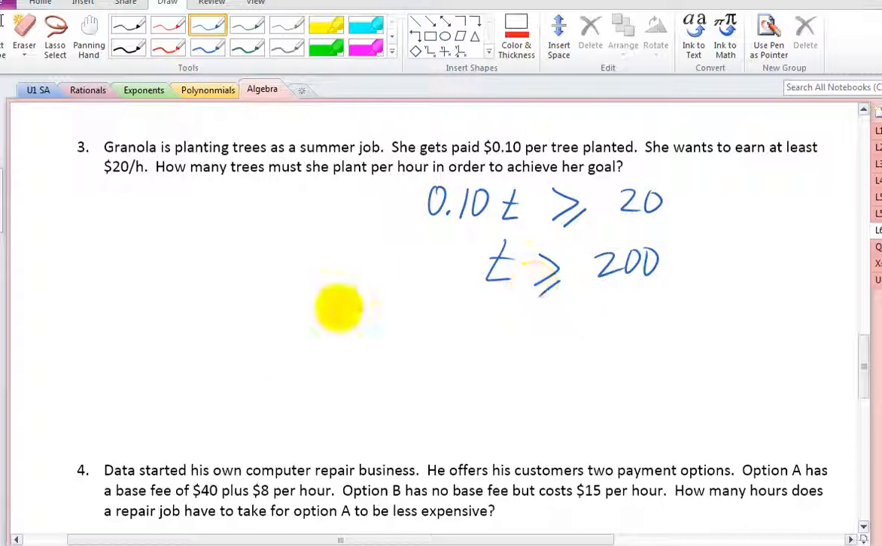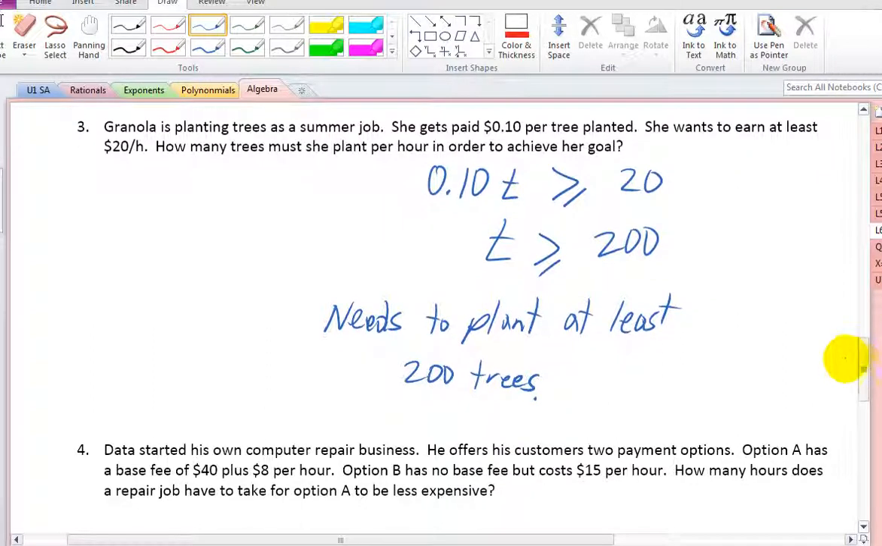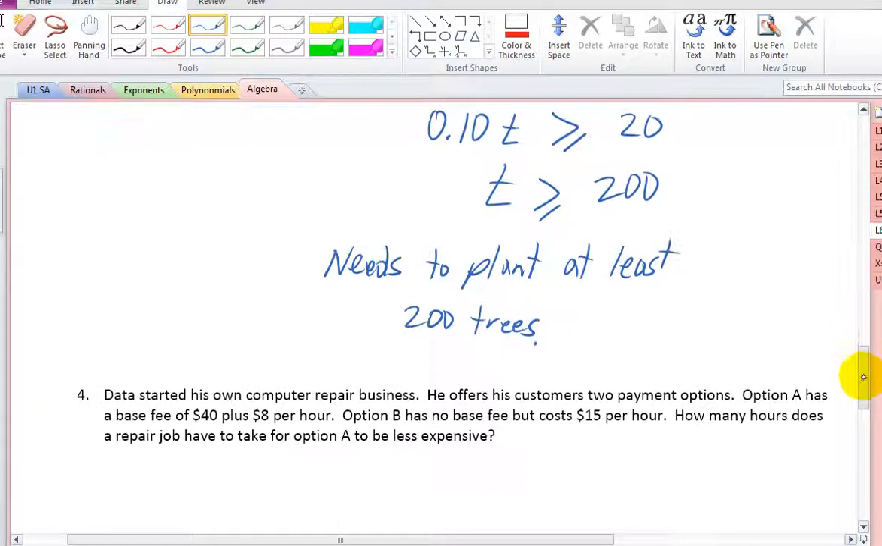So the answer is she needs to plant at least 200 trees in 1 hour. It's a lot of work. But tree planters, I don't know if that's true or not, how much they can plant, but that's how you get paid as a tree planter in the summer. You gotta watch out for bears. Or maybe you're on the mountainside, right? Okay, next.